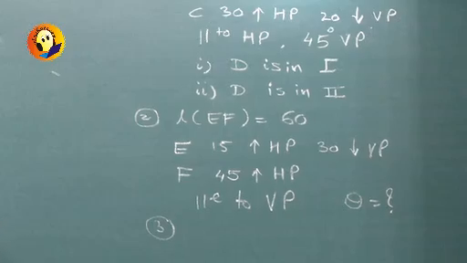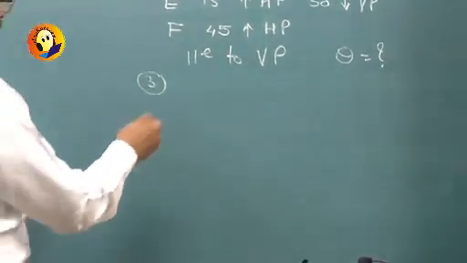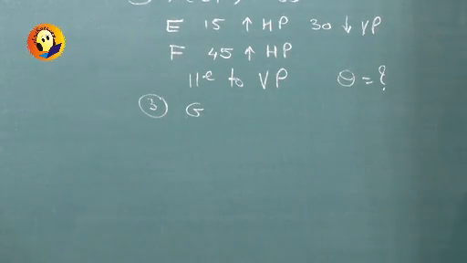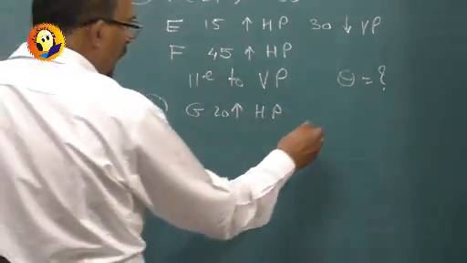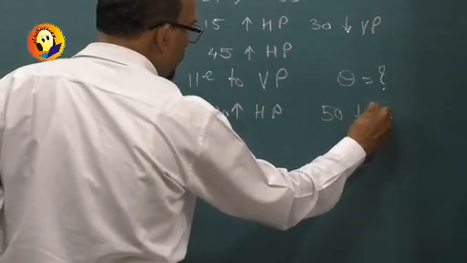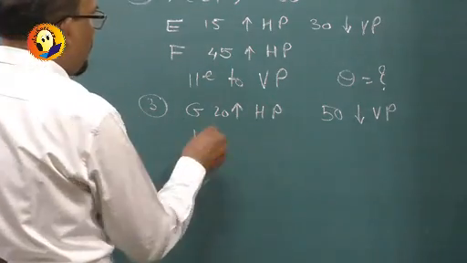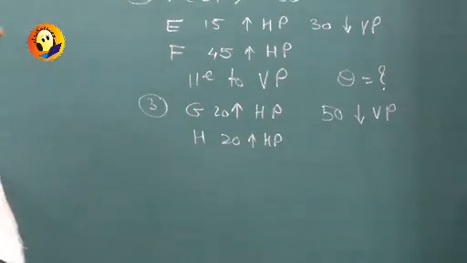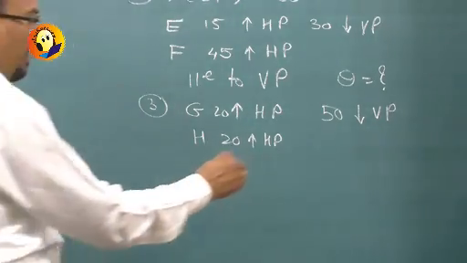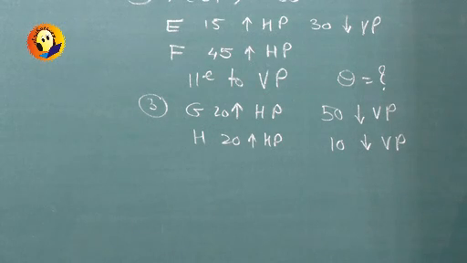Third, line GH has point G 20 above HP and 50 in front of VP. Point H is 20 above HP and 10 in front of VP.